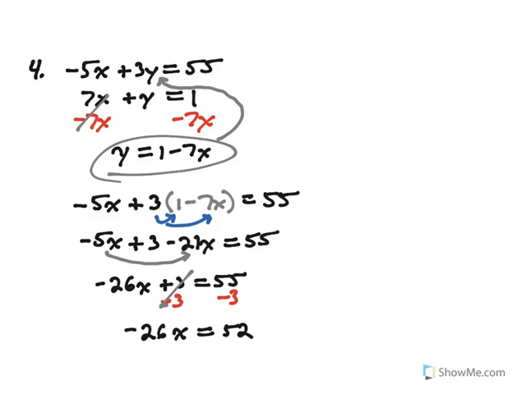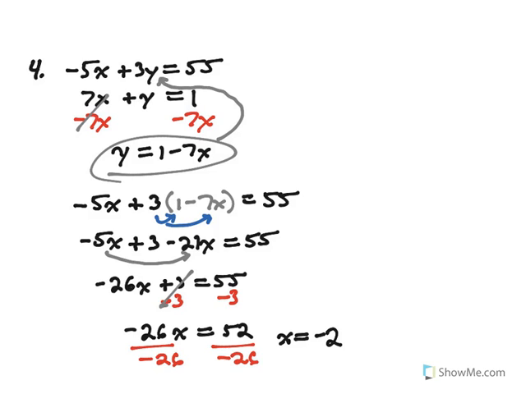And if you divide both sides by a negative 26, okay, x is going to, in fact, equal a minus 2. All right? Because a positive divided by a negative is a negative. And 52 divided by 26, that goes into it 2 times. All right? But we're not done yet. We need to solve for y.